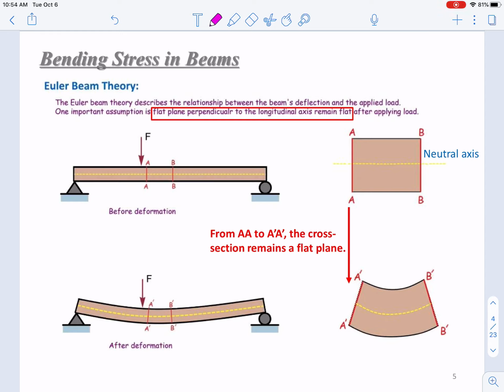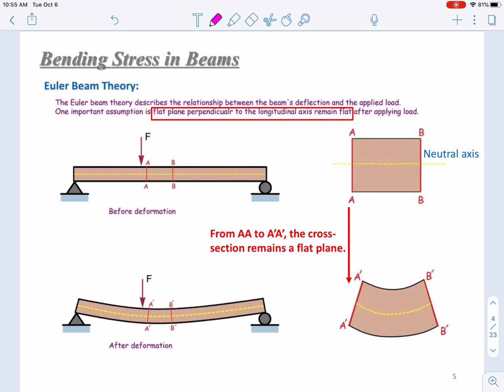One important assumption is that the flat plane perpendicular to the longitudinal axis remains flat after applying loads. This assumption, as we mentioned in the beginning, is called the flat plane assumption. It is associated with the first important assumption, that is the small deformation assumption.